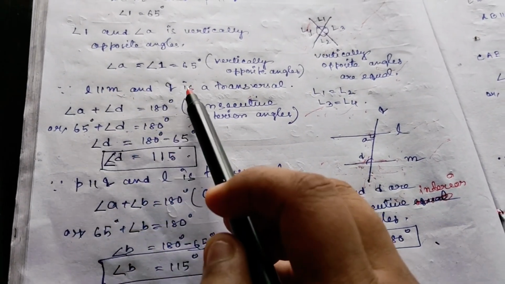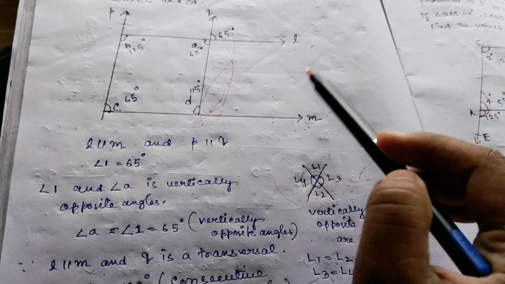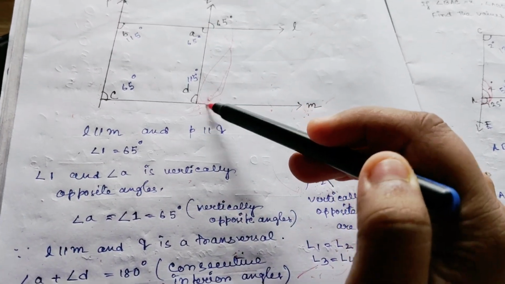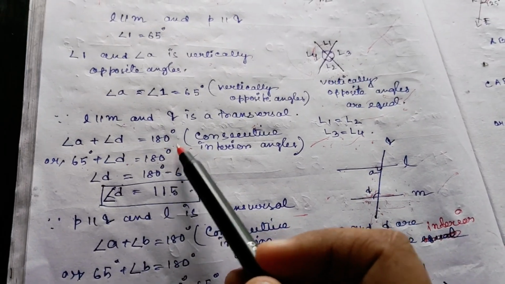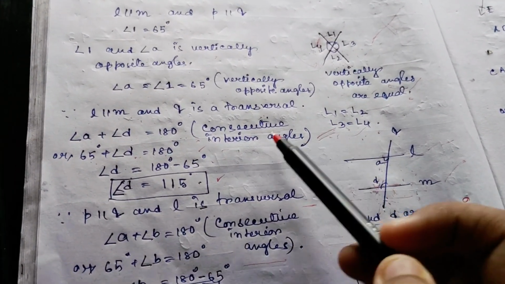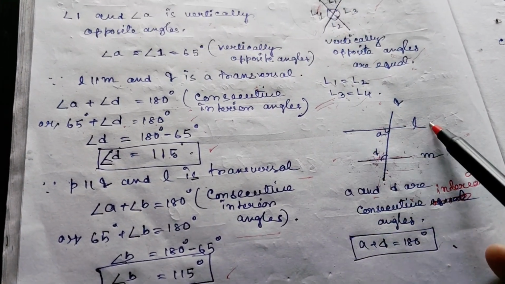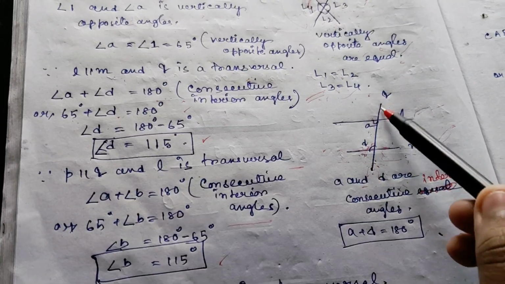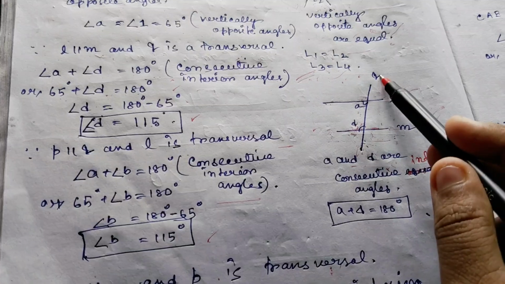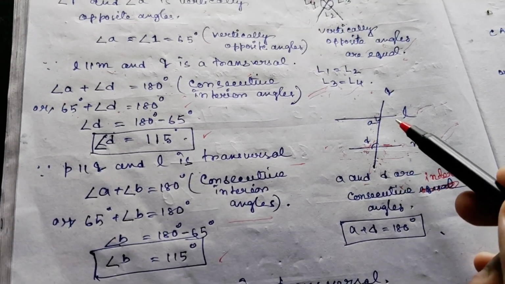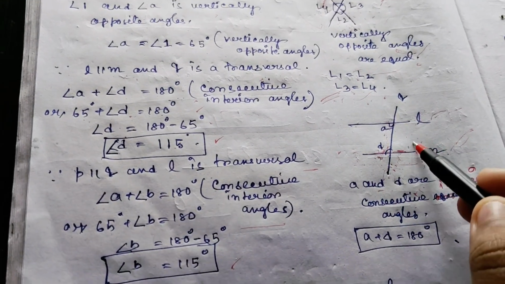Then L parallel to M and Q is a transversal. Then we can write angle A plus angle D is equal to 180 degrees. How? Because of consecutive interior angles. For this I have drawn an example also. Consider this is the line L and this is the line M and Q is the transversal over it. If two lines are parallel and one line is a transversal on it, then the consecutive interior angles will sum to 180 degrees.